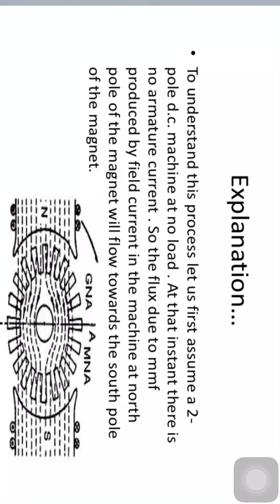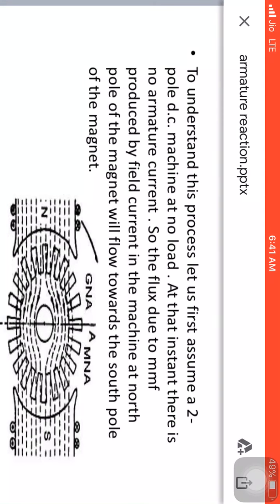And next one, the magnetic neutral axis coincides with the geometrical neutral axis or plane. Brushes are always placed along the magnetic neutral line. Hence, MNA is also called the axis of commutation.